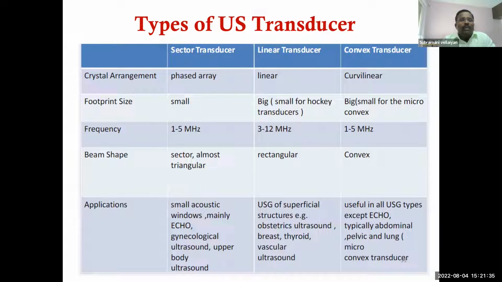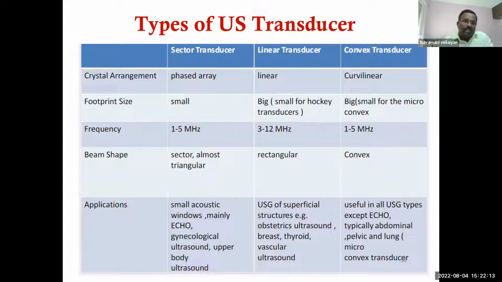Coming to footprint size, the sector transducer is very small. In general, linear and convex transducers are big, but when you use a hockey-stick type transducer, it becomes small. Similarly, a micro convex in the convex type is small. For frequency, the phased array or sector transducer uses 1 to 5 megahertz, linear uses 3 to 12 megahertz, and curvilinear uses 1 to 5 megahertz. The beam shape will be sector, almost triangular, rectangular, and convex.